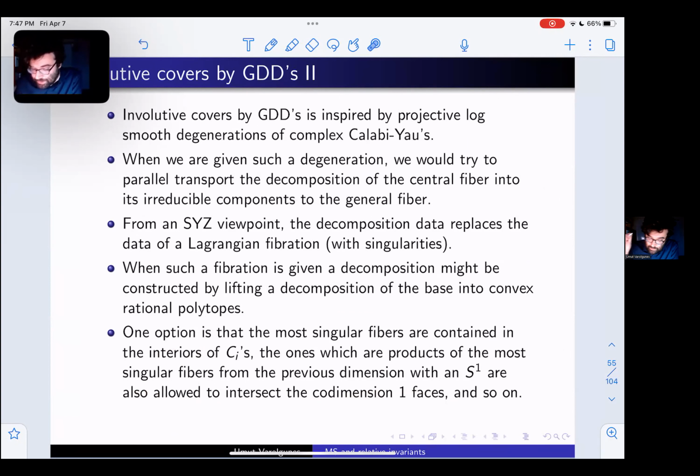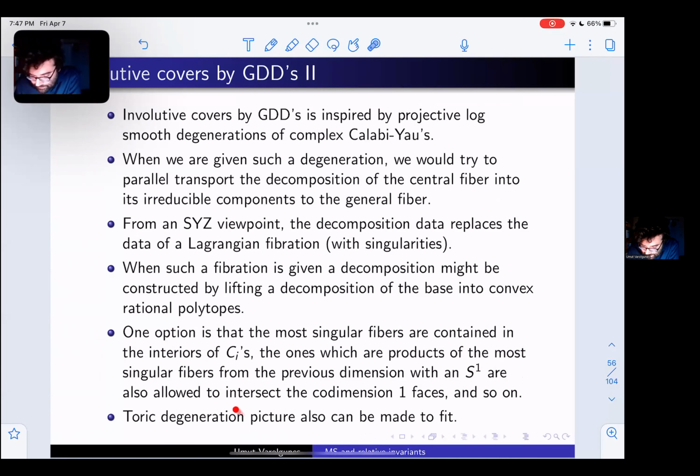So the most singular fibers are contained in the interiors of the chambers and so on. But again, like I kind of very sketchily said, this toric degeneration picture where you actually put the singularities along the faces can also be made to, I think, fit in this picture by slightly relaxing the definitions.